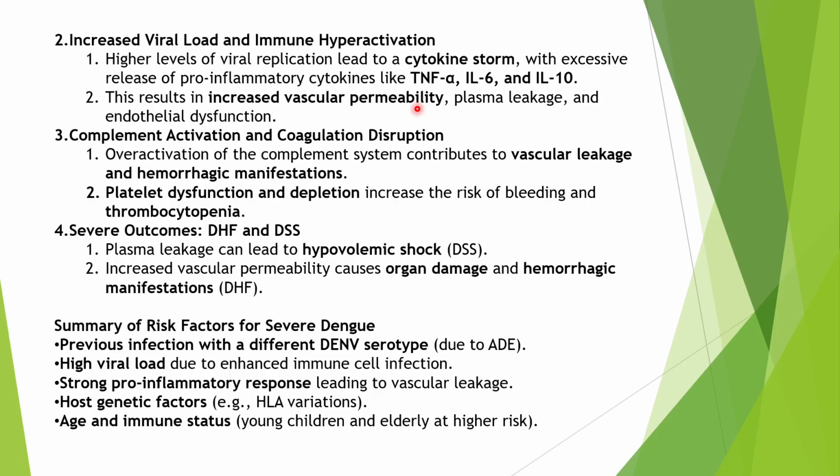When the immune cells have to travel, they increase the vascular permeability for their movement, and then plasma leakage occurs because this is excessive in this case, and then endothelial dysfunction occurs. Anything excess is obviously harmful. Due to the excess cytokine storm, the vascular permeability increases at a much higher rate, and due to this, your endothelial cells will be damaged in your capillaries and blood vessels. So this will eventually lead to plasma leakage and complete endothelial dysfunction.